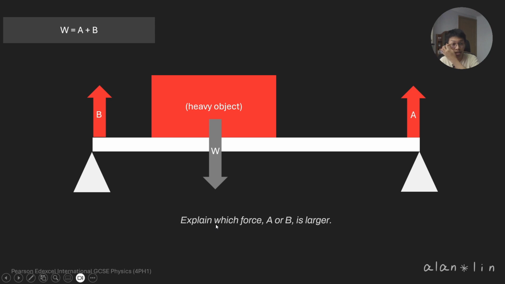Just a quick aside, we would also know that the downward force, the sum of the downward forces, is equal to the sum of the upward forces, so that the resultant force is 0. So in this case, W must equal force A plus force B. This is just a quick little side note.